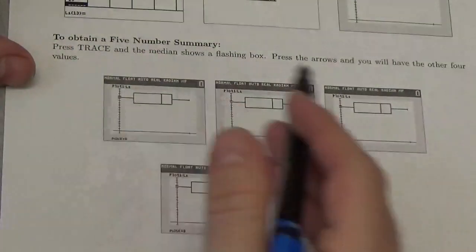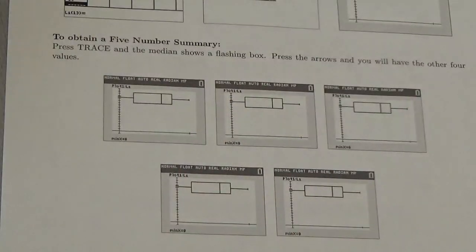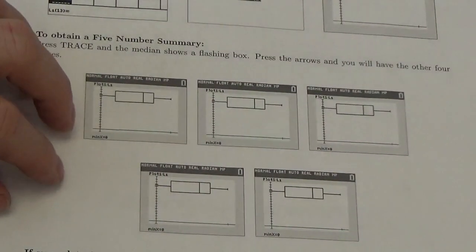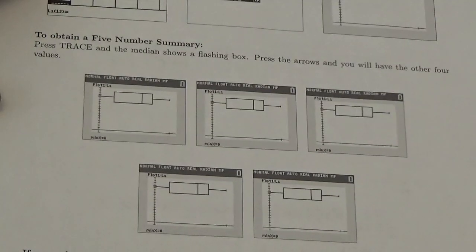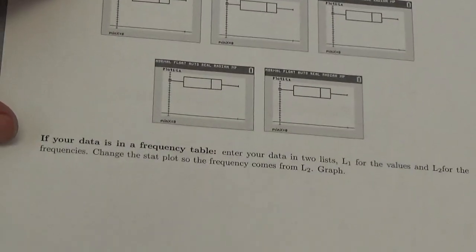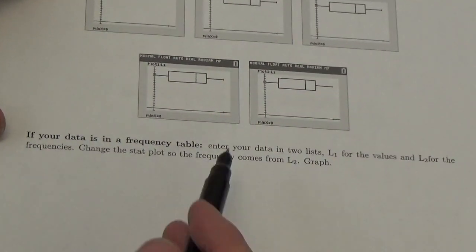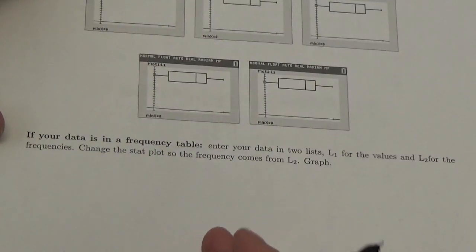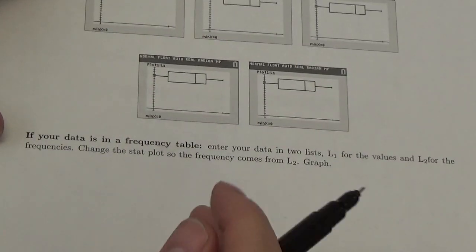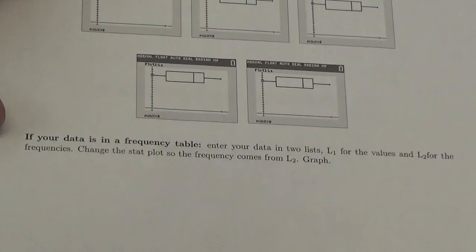So I can go through and explore the 5 values associated with the box and whisker plot here. Now, on the other hand, if you've got a frequency table in there, all you'd have to do is make sure that when you calculated this, you had that list 2 in there as the frequency so that it would calculate it properly. And then it'll do the proper adjustment to create the appropriate box and whisker plot.